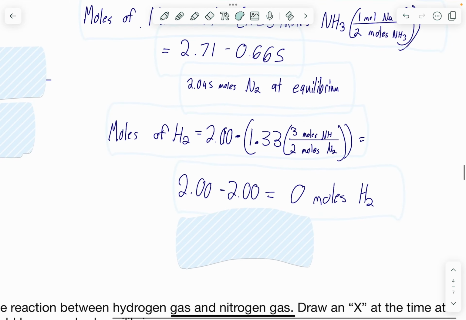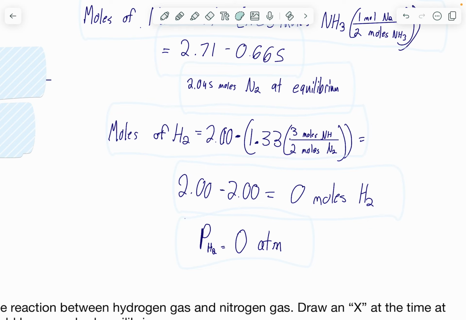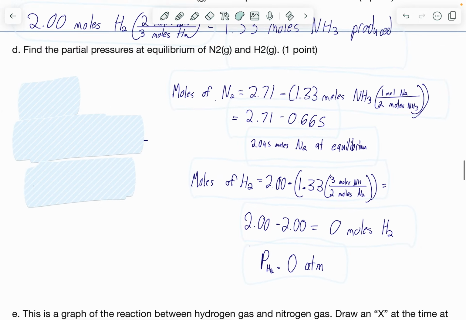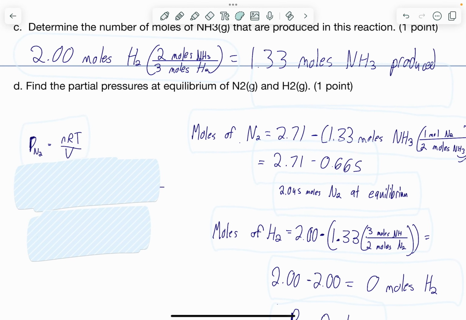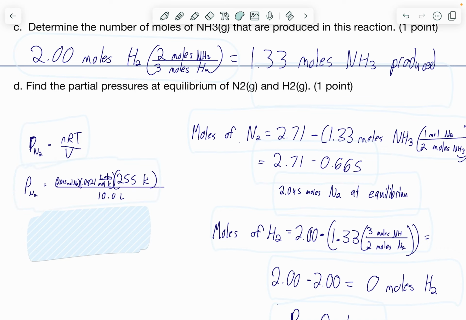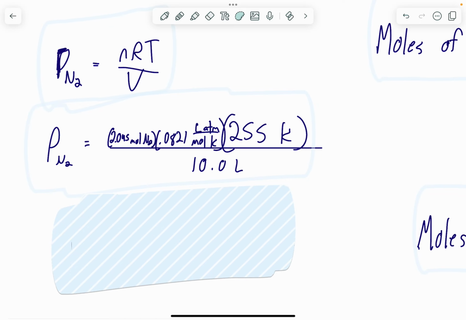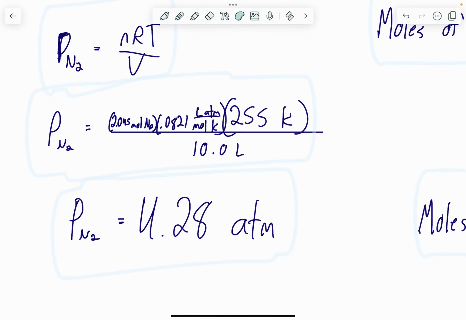So if you were to plug that into the ideal gas equation, you get 0 atm. There is no hydrogen at equilibrium, so obviously it's not going to be exerting any pressure on the system. But of course we do have to find the pressure of nitrogen gas. P equals nRT over V. Plug in 2.045 moles for the equation, and you will get 4.28 atm at equilibrium. 4.28 atm is from nitrogen gas.